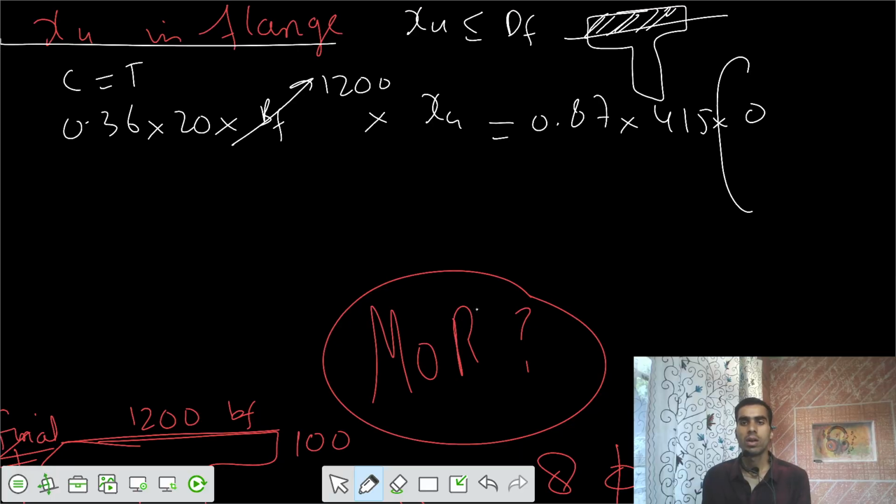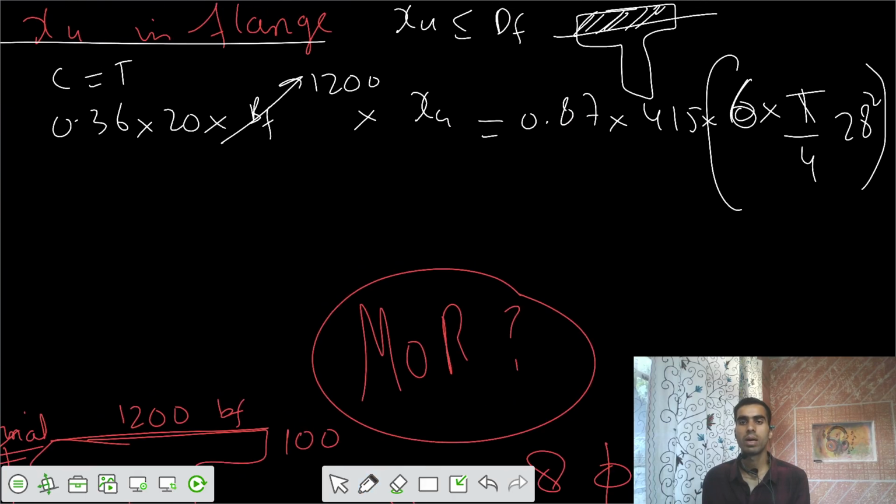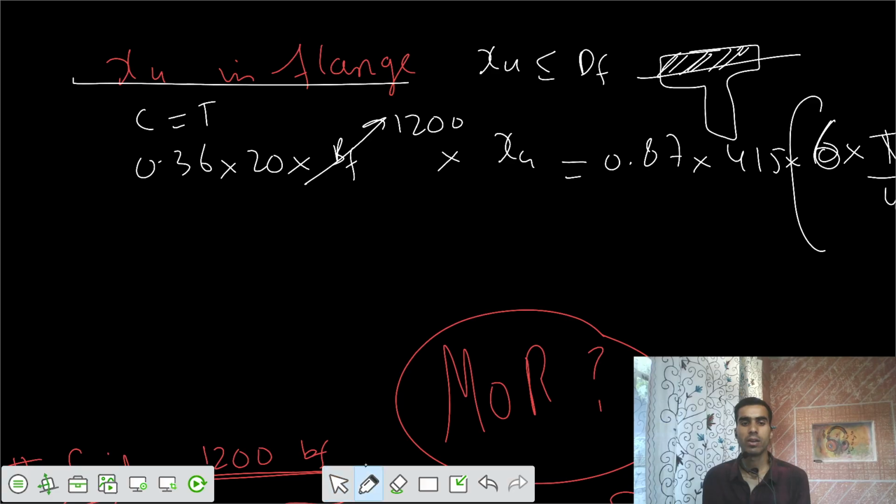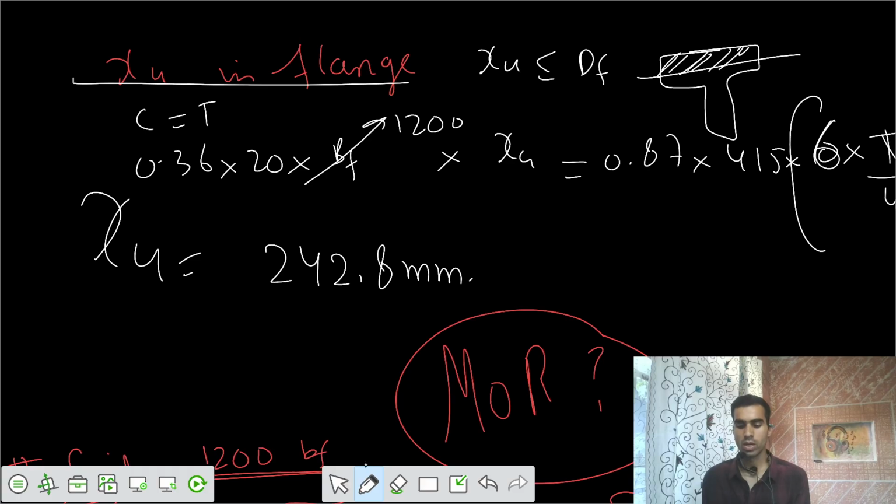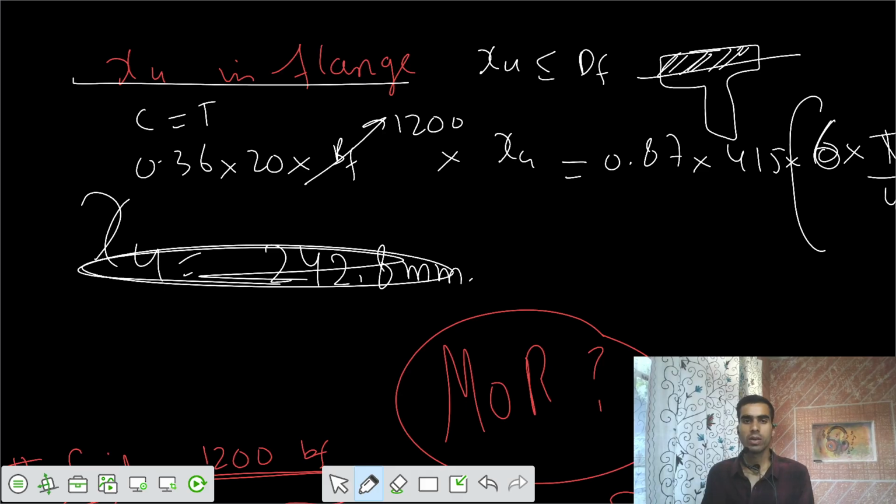Ast, we have how many bars? We have 6 number of pi by 4 times 28 square. This is the area of the steel, 6 number of 28 bars. Then accordingly I can get the value of xu equals 242.8 millimeters. No, it is not the assumption, this is not the true value. So let's solve it.